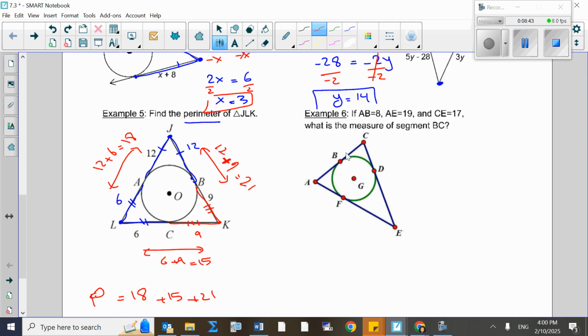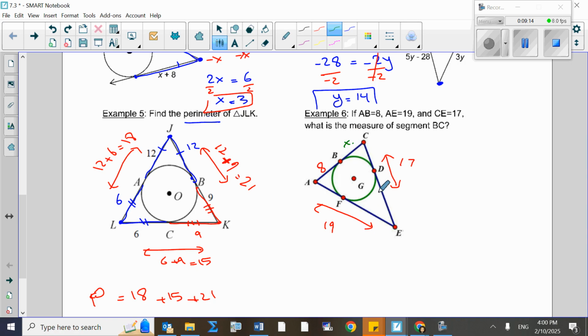Okay, next problem. We have this segment AB equal to 8. AE, that's this whole line, is equal to 19. And CE is equal to 17. Now it's asking us to find line BC, this part. This is what we want to find.